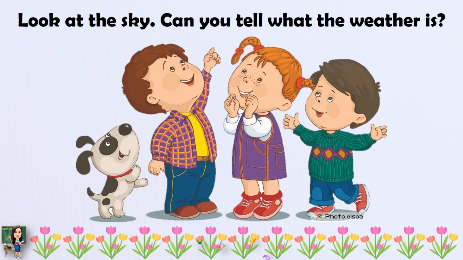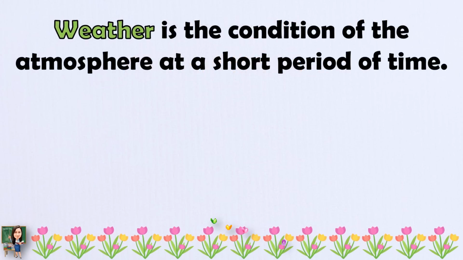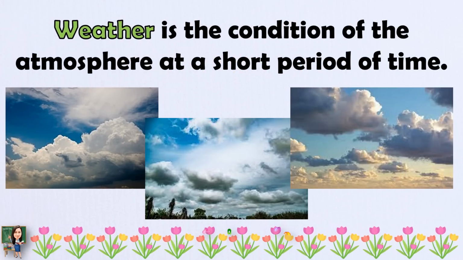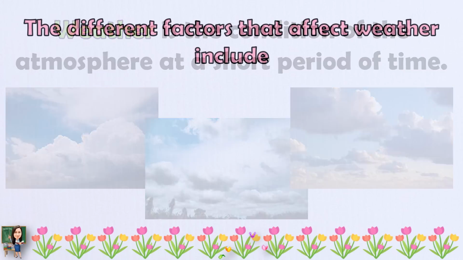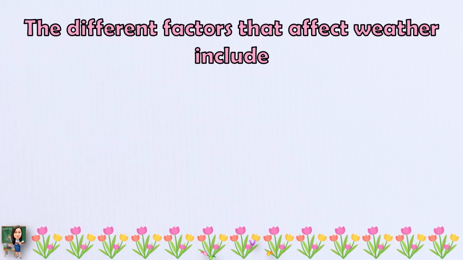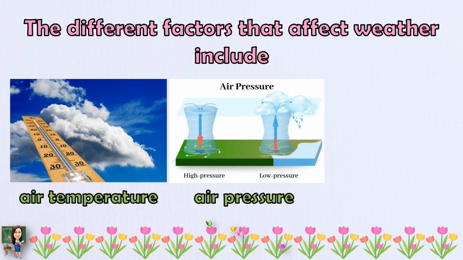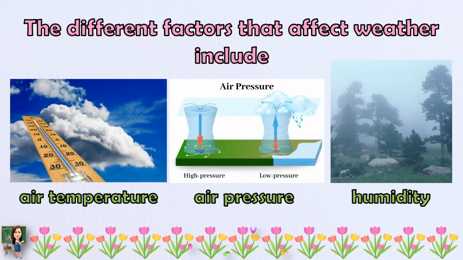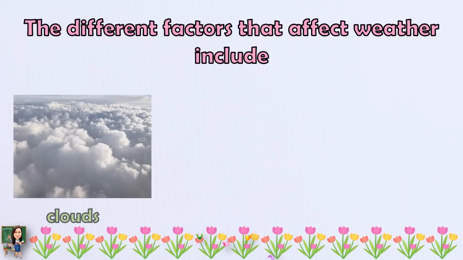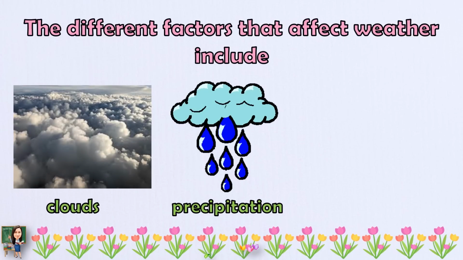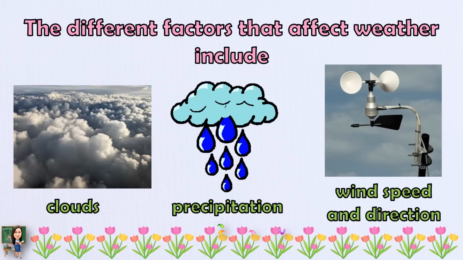Look at the sky. Can you tell what the weather is? Weather is the condition of the atmosphere at a short period of time. The different factors that affect weather include air temperature, air pressure, humidity, clouds, precipitation, and wind speed and direction.